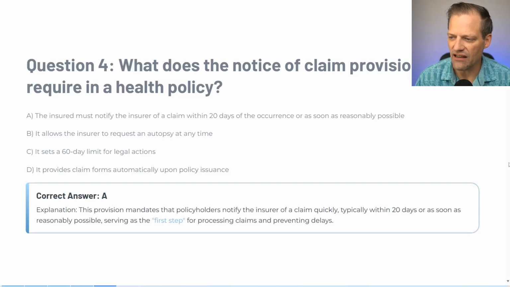The answer is A. And the explanation is the provision mandates the policyholders notify the insurer of a claim quickly, typically within 20 days. Remember that number, 20 days or less, or as soon as reasonably possible, serving as a first step for processing claims and preventing delays.